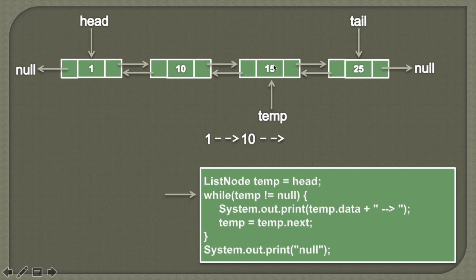Now as temp is pointing to the third node and it's not null, therefore the condition in the while loop comes out to be true. So we'll simply print the data associated with this list node, which is 15. And we'll simply move temp to its next node by assigning the temp.next value to temp.